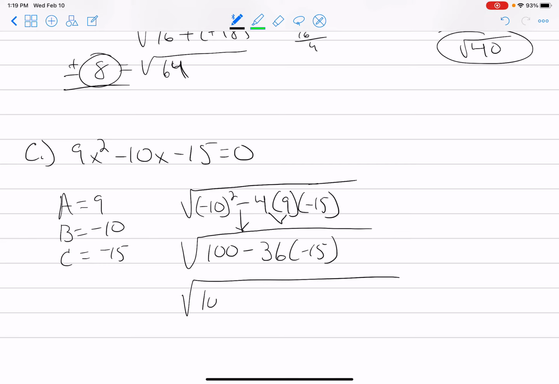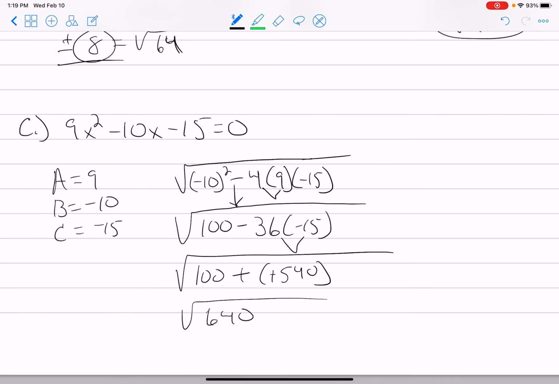Okay, 100 minus 36 times negative 15. I have no idea what that is. 36 times 15 looks like 540, so that's a negative 540. Again, I get this minus negative, which is plus positive. So I have 100 plus 540, which is 640. Now I need to see, is there a square root of 640? Well, I know 8 times 8 is 64, so it seems like it could be.